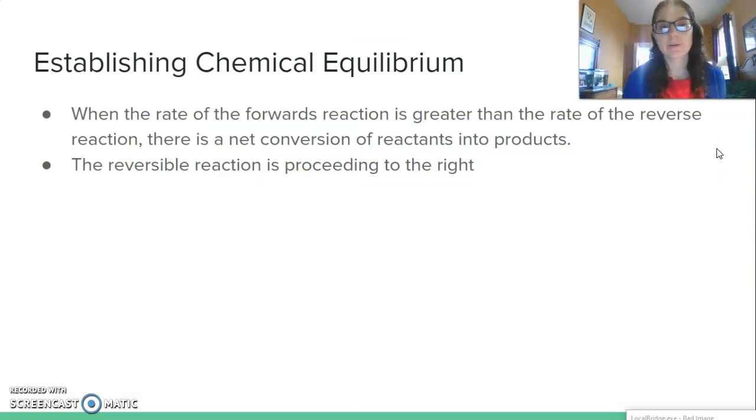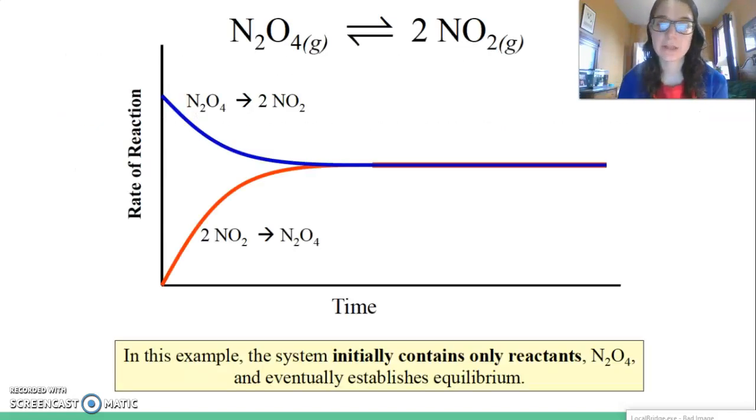So when the rate of the forward reaction again is greater than the rate of the reverse reaction, that means the forward reaction is occurring more. There's a net conversion of reactants to products. The reaction is proceeding to the right. So if we have more concentration, the rate will be faster again. So in the beginning here, this rate is greater than this rate. So we have a net conversion to products.